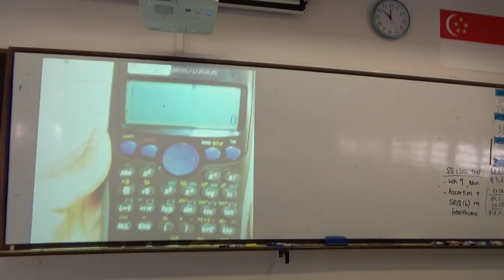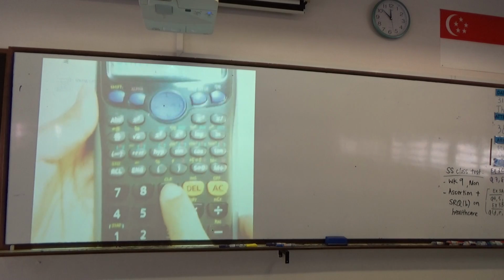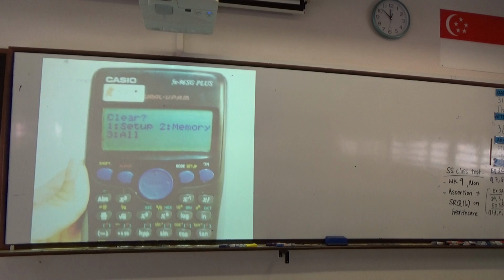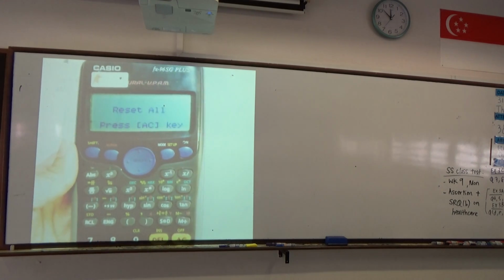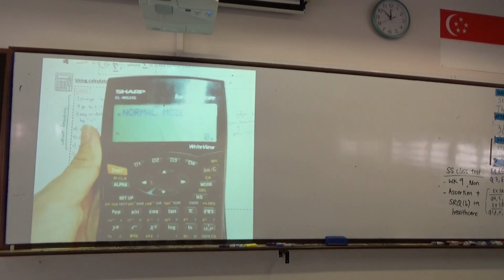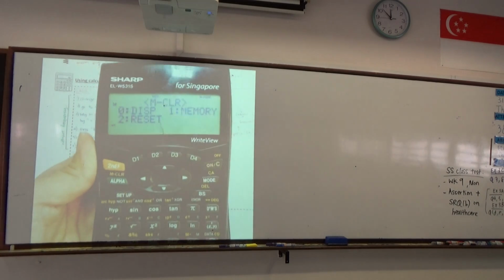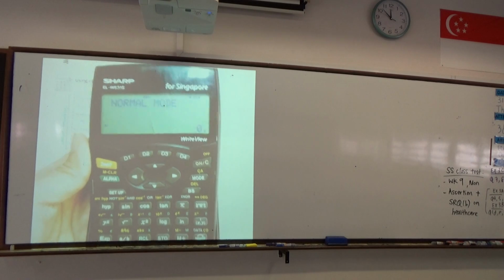In order to clear your memory in your Casio calculator, you press Shift number 9 because there's a CLR on top. Then you just clear all, and you will get this screen. Whereas for the Sharp calculator, to clear your memory you press second function, alpha, and then you reset number 2, 0 initialize, so it will clear your memory.